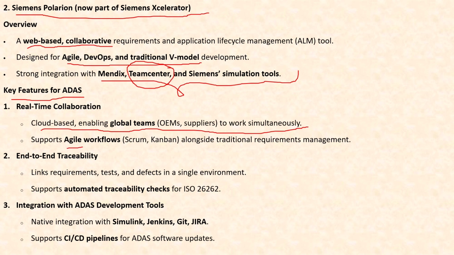And again, it supports agile workflows alongside traditional requirements management. Next, end-to-end traceability, which links requirements, tests, and defects in a single environment. These are slightly common with Doors also. In Doors also, end-to-end traceability is there. Polarion also has end-to-end traceability.